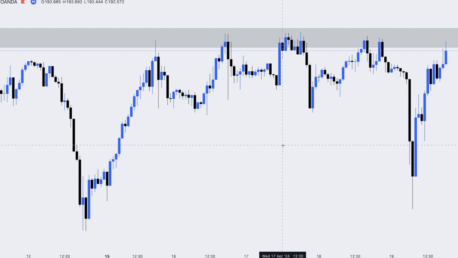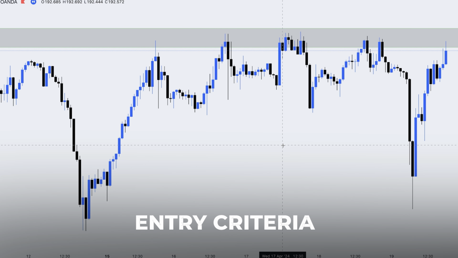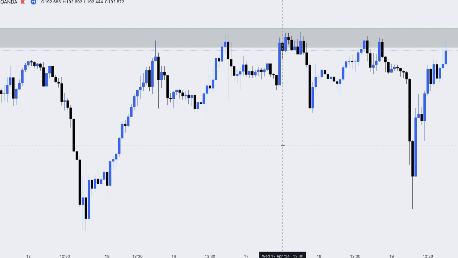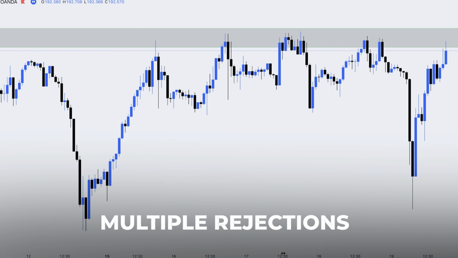And know that we are using multiple rejections as an entry. So right on any of our points of value, we are not going to look for any other entry criteria as to what I am teaching, unless of course you are taking your own trade and you want to look for other entry criteria, or you want to look for another entry as a confluence. But now we are concentrating on using multiple rejections as an entry.